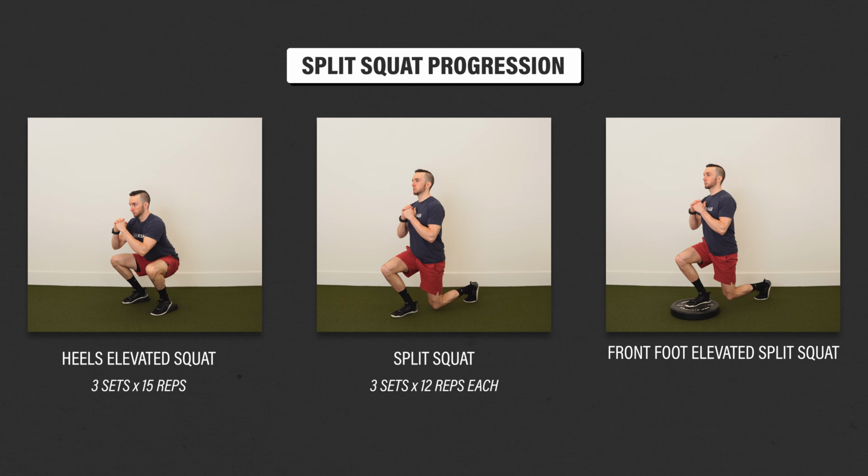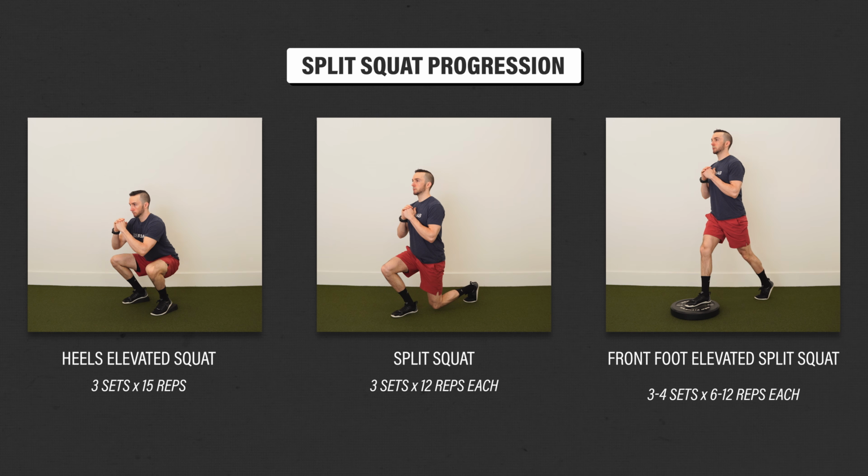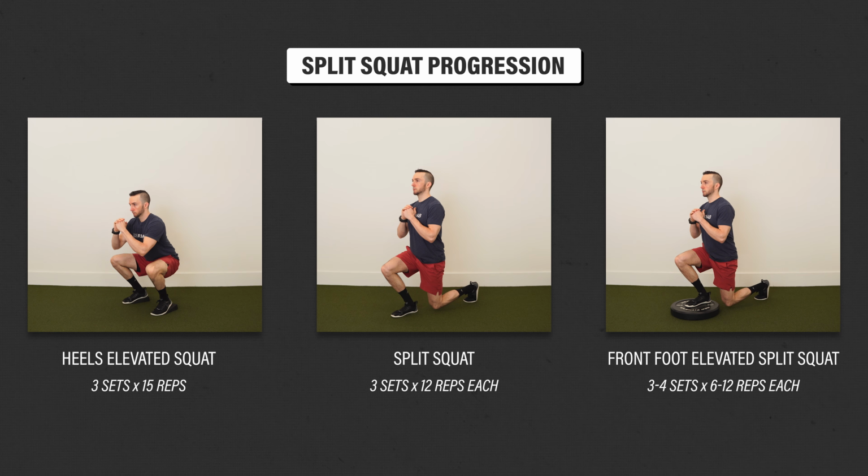And level 3, front foot elevated split squat. Place your front foot on an object 2 to 4 inches high and execute the same movement as in level 2. Perform for 3 to 4 sets of 6 to 12 reps on each leg. Over time, you can make this more challenging by adding weight.